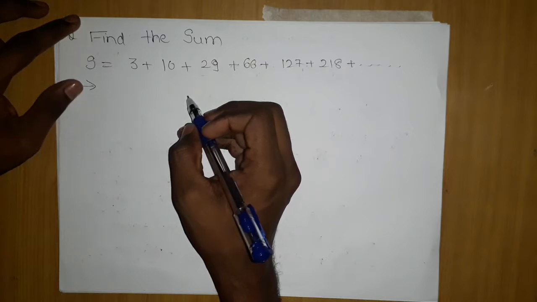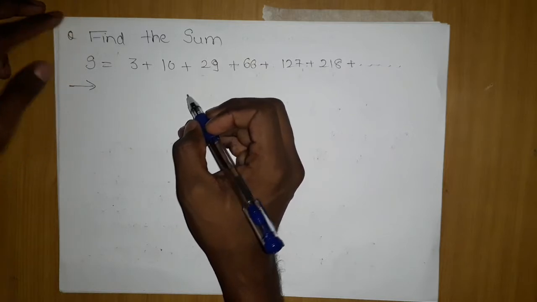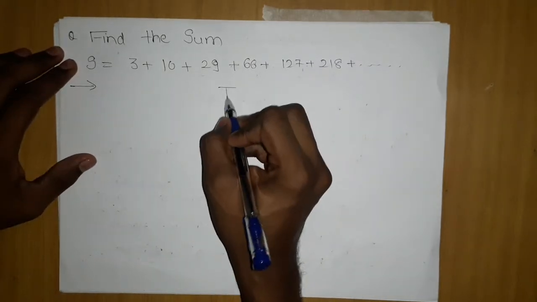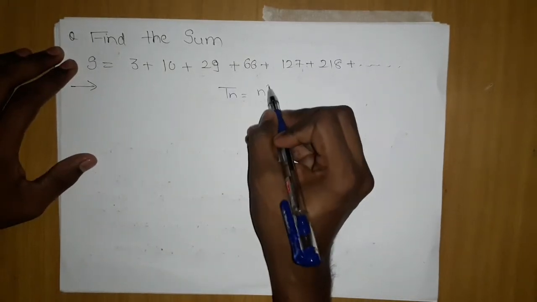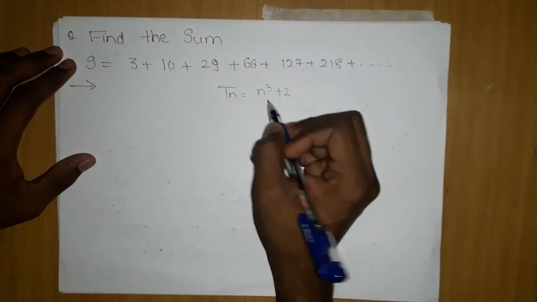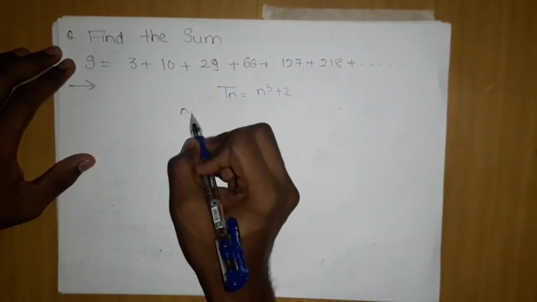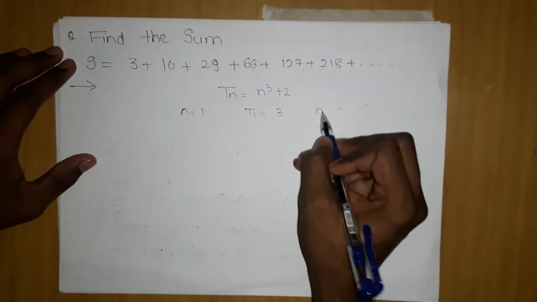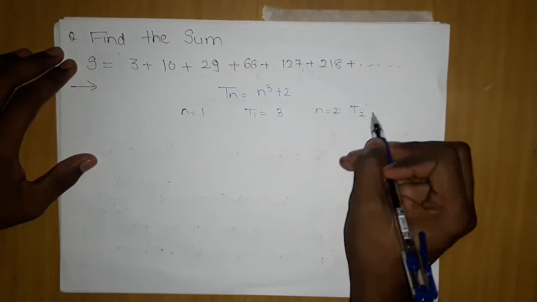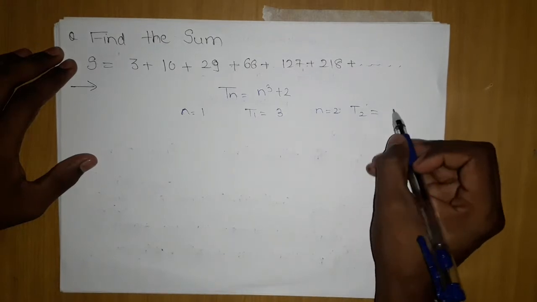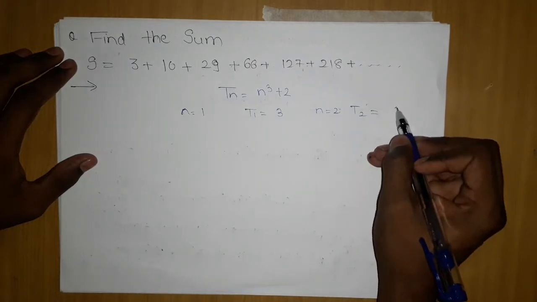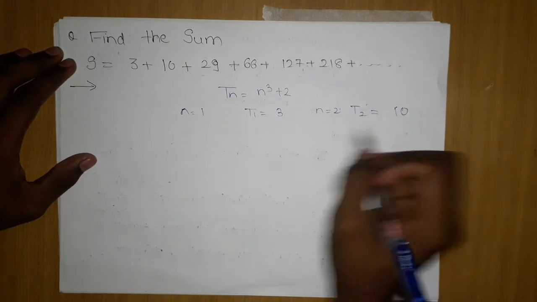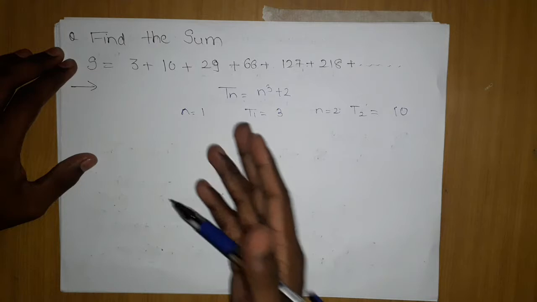Yes, I think I can write this Tn as n cube plus 2. If I put n equals 1, I get T1 equals 3. If I put n equals 2, I get 8, 2 plus 8, 10. So my prediction is right. I got my Tn.